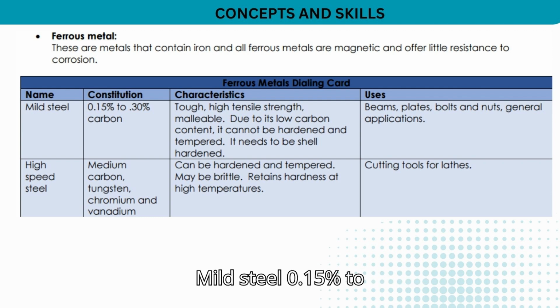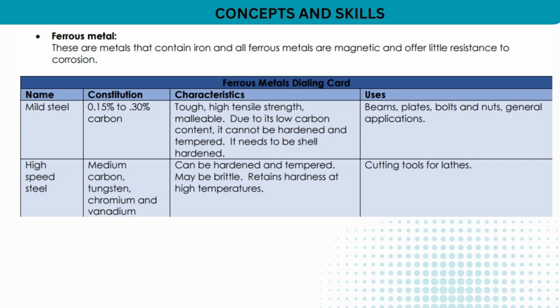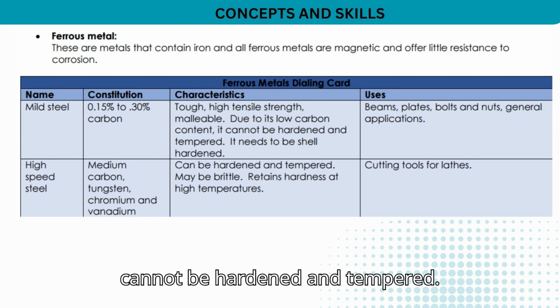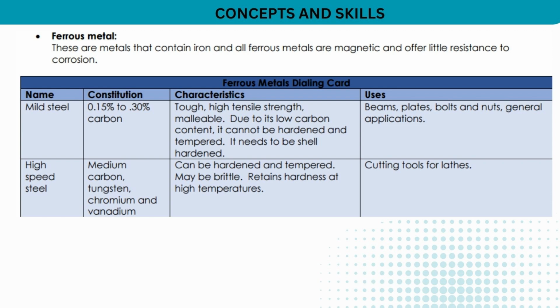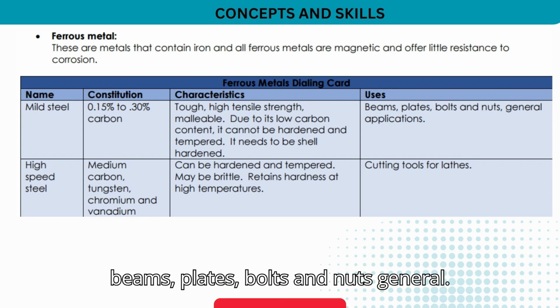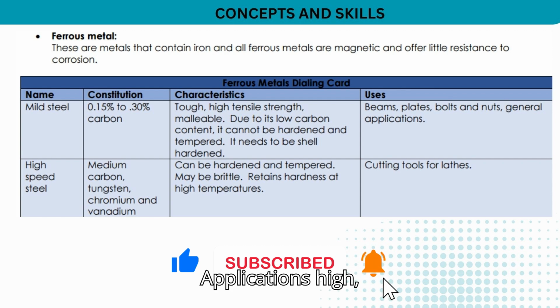Mild steel, 0.15% to 0.30% carbon. Tough, high tensile strength. Malleable. Due to its low carbon content, it cannot be hardened and tempered. It needs to be shell hardened. Uses: beams, plates, bolts and nuts, general applications.